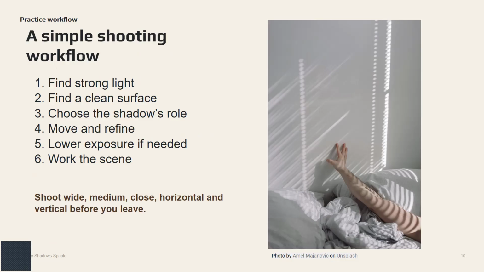A plain wall, sidewalk, floor, bedspread, or tabletop gives the shadow room to be seen. Then decide what role the shadow will play. Is it the main subject, part of the subject, or a pattern that supports the scene? After that, move and refine. Change your position, move closer or further away, raise or lower the camera. Small changes can completely alter the shape of the shadow. Check the exposure. If the bright areas are losing detail or the shadow feels weak, lower the exposure slightly.